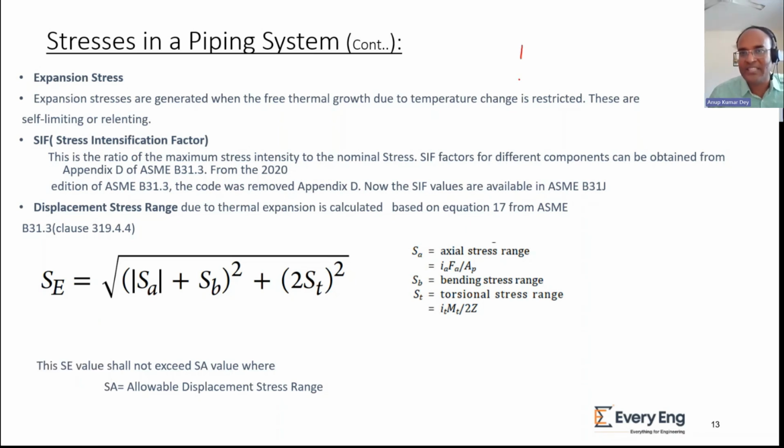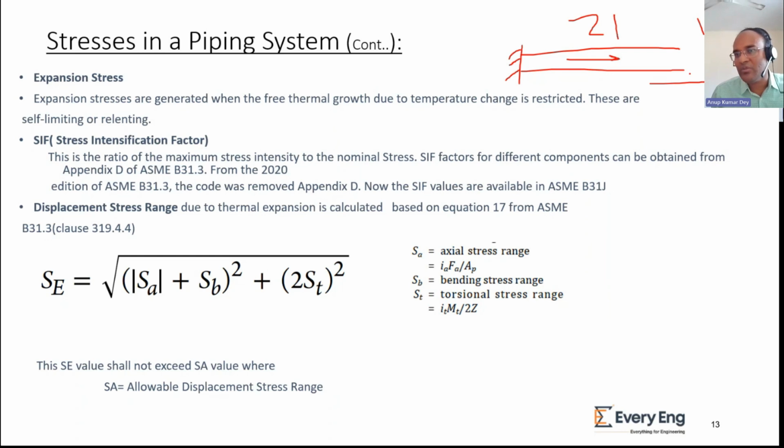Let's understand this by an example. Let's assume that this side is fixed. This is a pipe, and when it is installed, the temperature was 21 degrees centigrade. Now you are heating this pipe. Due to the fluid flowing through this, it got heated, and now the temperature is 100 degrees centigrade. So if this side is free, there is nothing, it will simply move, and as we are not restricting the free movement, there will not be any stress generated.